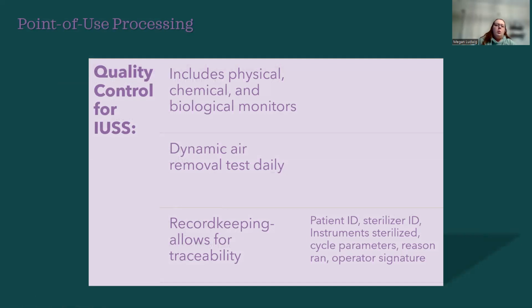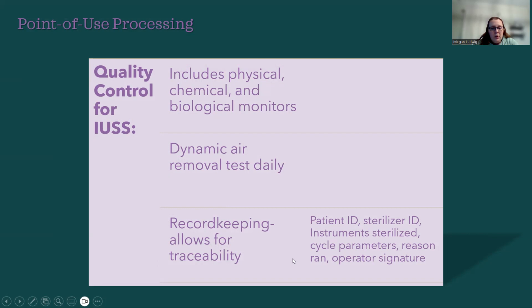Okay, so still with our point of use processing, how do we make sure the machines are working? How do we make sure standards are being met? Okay, we have to use your physical, chemical, and biological monitors. You're going to have gauges on the machine themselves. That's your physical. You're going to still put in a chemical indicator strip like you would in a normal steam sterilizer. Okay. They're also going to do the DART test, or the daily air removal test, to make sure that the machine is able to evacuate all that air appropriately.